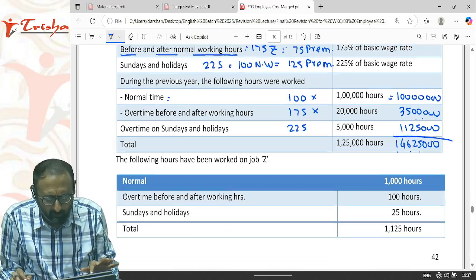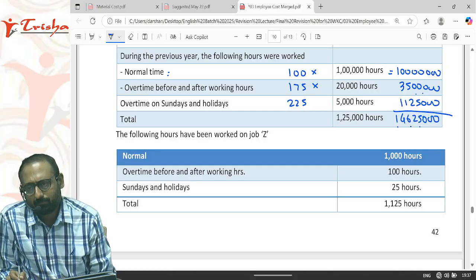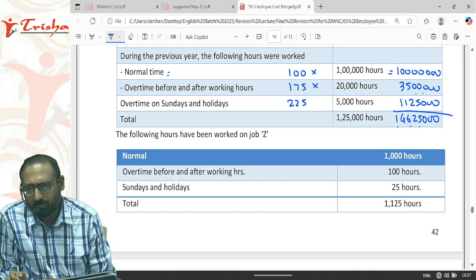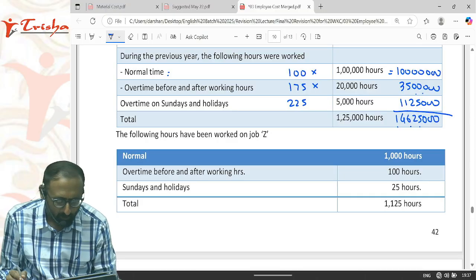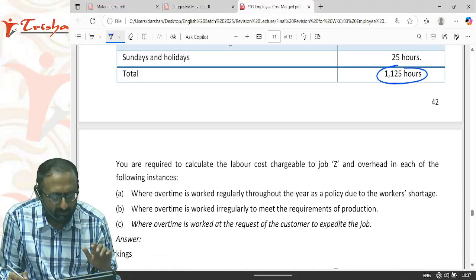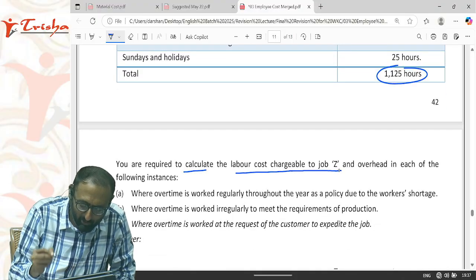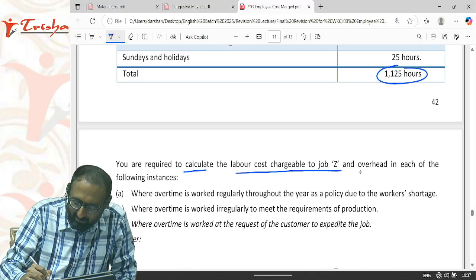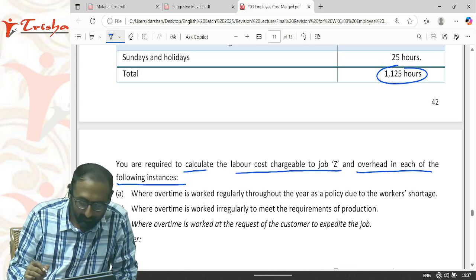The following hours have been worked on job number Z. Normal hours 1000. Overtime before and after working hours 100. Sunday and holiday 25. Total 1125 hours. You are required to calculate labor cost chargeable to job number Z and overhead in each of the following instances.